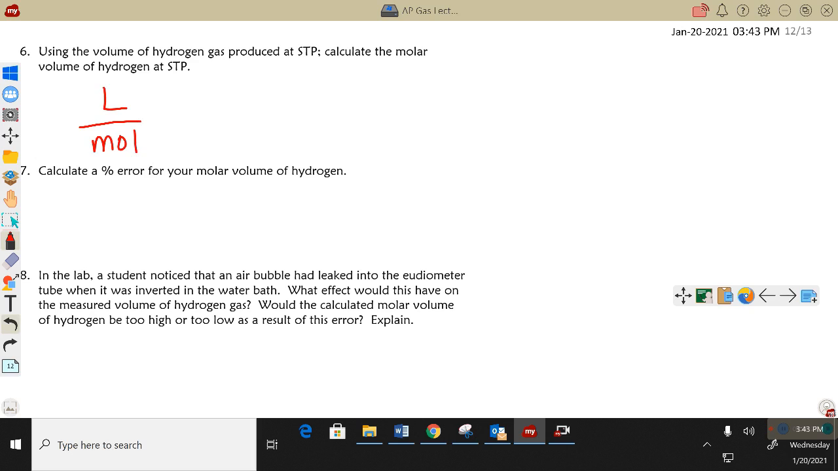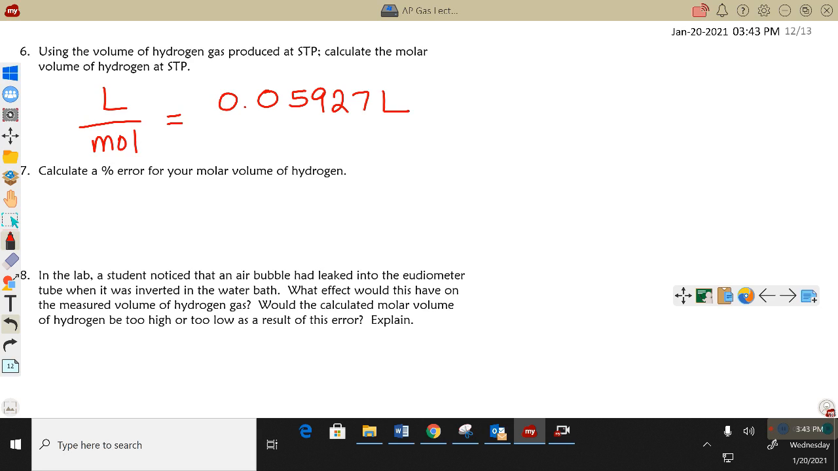And so we say, all right, well, the volume collected, I had it in milliliters. I'm going to switch it to liters. And I'll say 0.05927 liters. So that was my answer from number 5. That would be the volume of hydrogen I would expect at STP. That's why we had to do that.